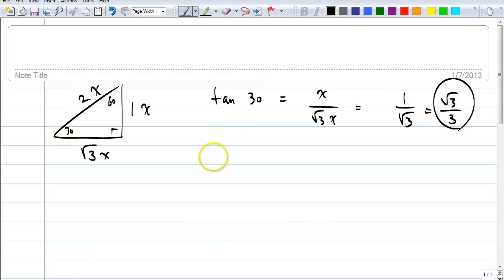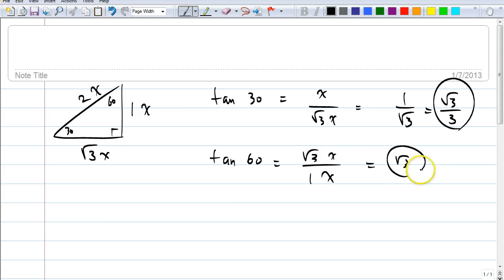If we could do that, we could also find the tangent of 60 degrees. What would the tangent be in any 30, 60, 90 degree triangle where it is 60 degrees? Tangent of 60 is always going to be what? What's the opposite side of the 60 degrees? Rad 3 x over 1x, which is simply rad 3. There you go. This is always going to be true. You give me any 60 degree angle in a right triangle, the tangent of that angle is always going to be rad 3.